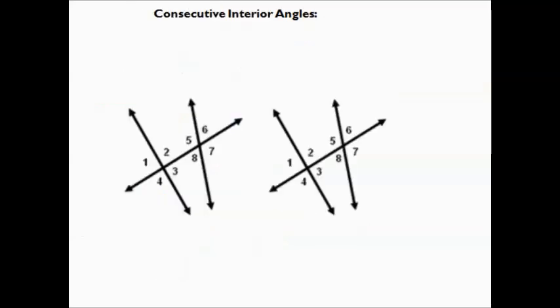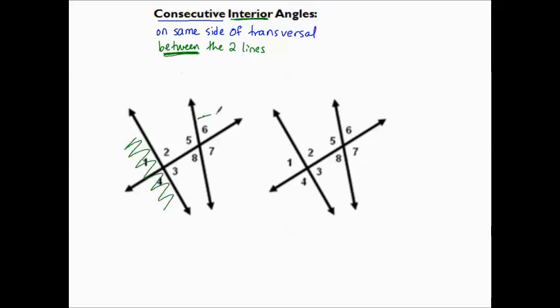One last angle pair to explore, consecutive interior angles. Consecutive means on the same side of the transversal, not on opposite sides anymore, on the same side. And remember what interior means, between the two lines. The two lines being intersected by the transversal, so between. So again, I don't want any angles that are on the exterior. I'm going to scribble those out. Any angles on the exterior.